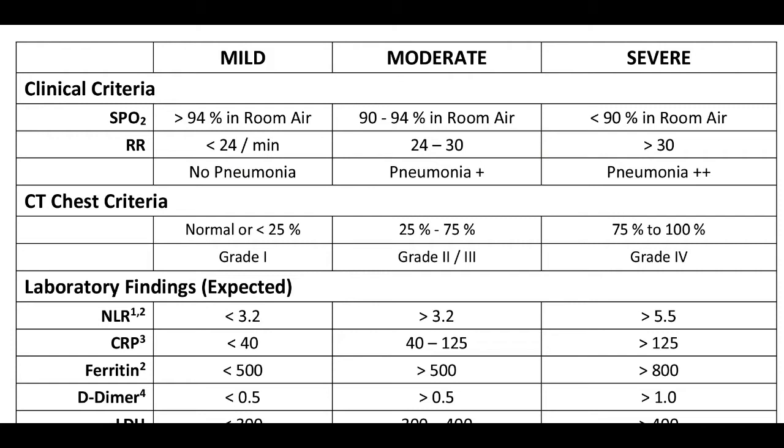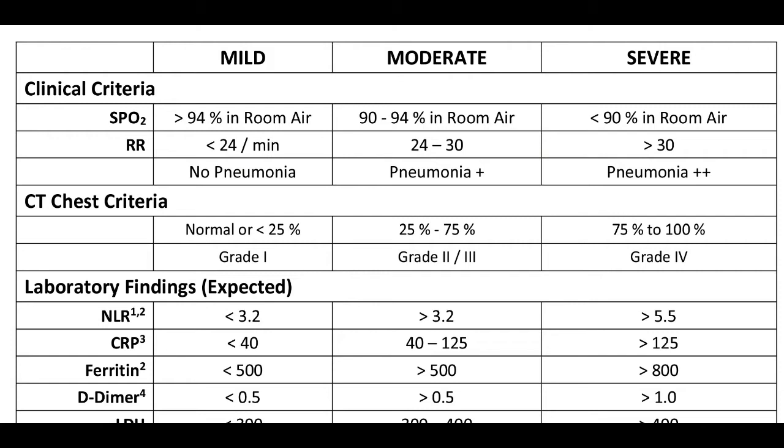Now let us see the CT chest criteria. In mild disease, CT chest is normal or there is less than 25% involvement of the lung fields. In the moderate disease, 25% to 75% of the lung fields have been damaged. It is called grade 2 or grade 3. If in the CT chest there is 75% to 100% involvement, we classify it as severe COVID disease.